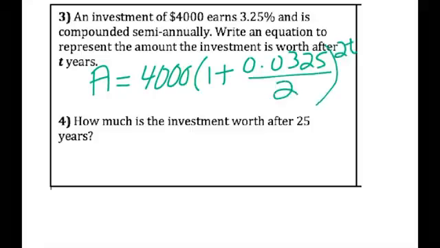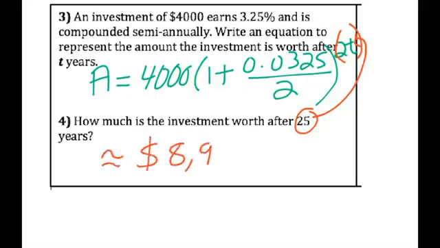Okay, how much is the investment worth after 25 years? Well, we're just going to take this 25 right here and plug it in for t. Don't forget, when you put that in the calculator, you have to have parentheses around 2 times 25, or you can just put in the calculator 50. And you get that the answer is approximately $8,955.46.